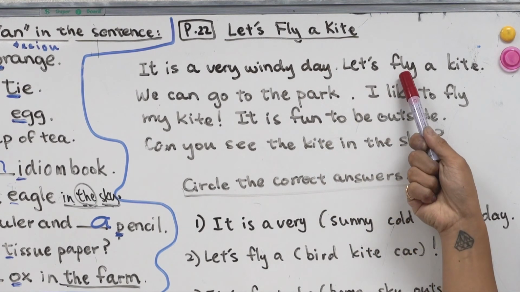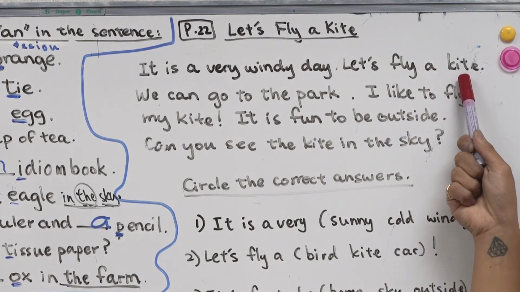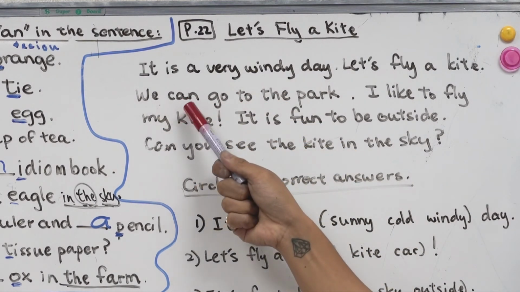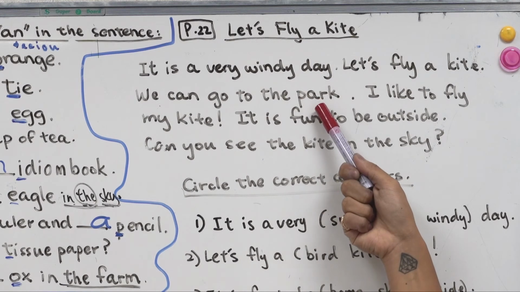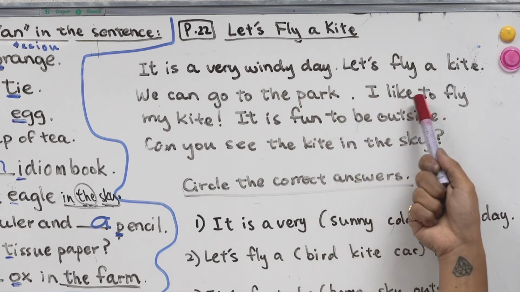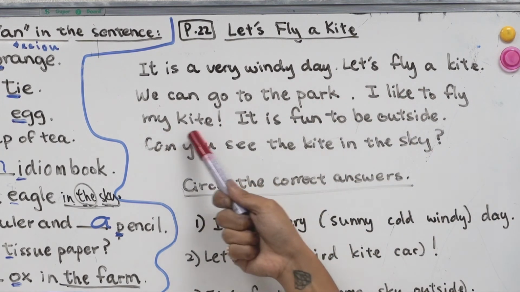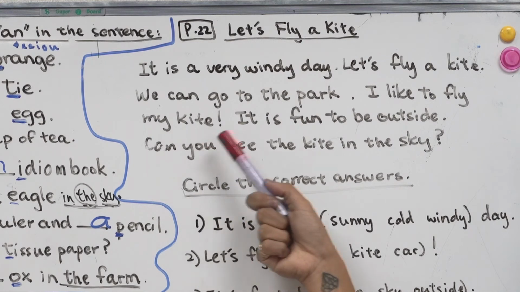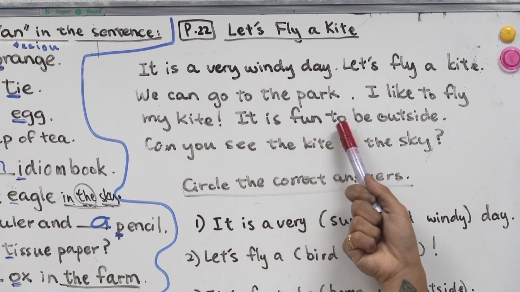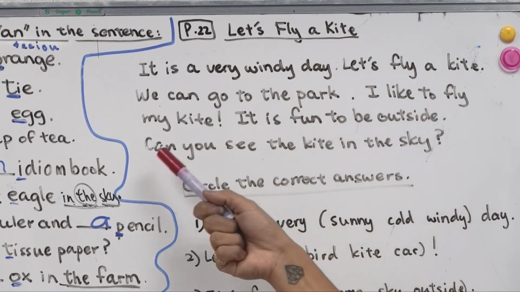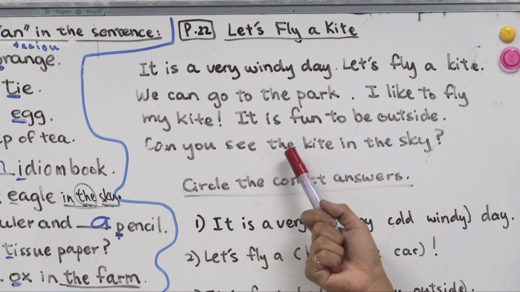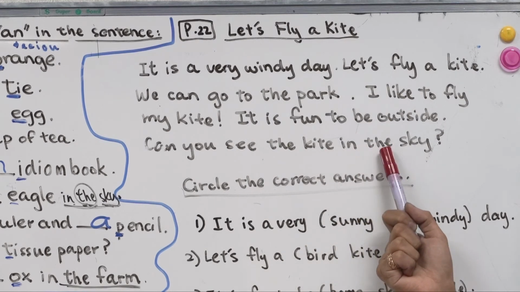Let's fly a kite. We can go to the park. I like to fly my kite. It is fun to be outside. Can you see the kite in the sky?